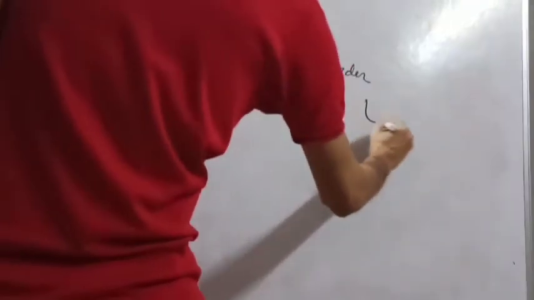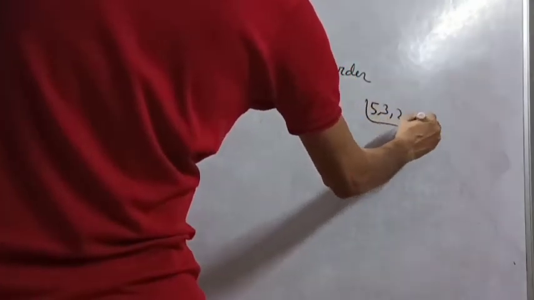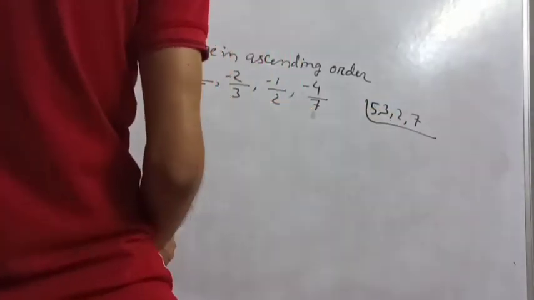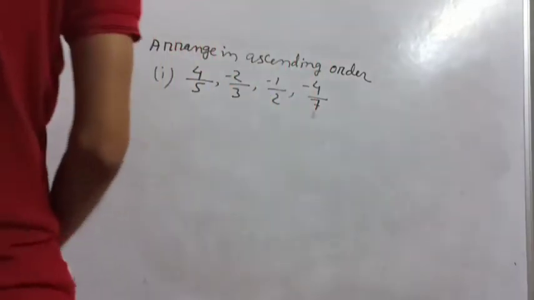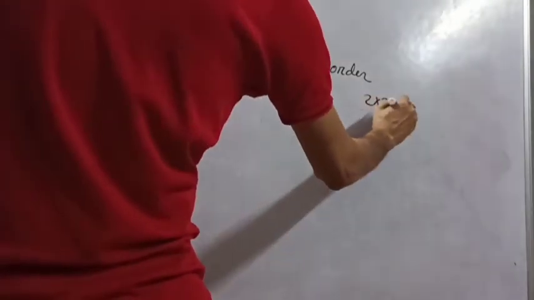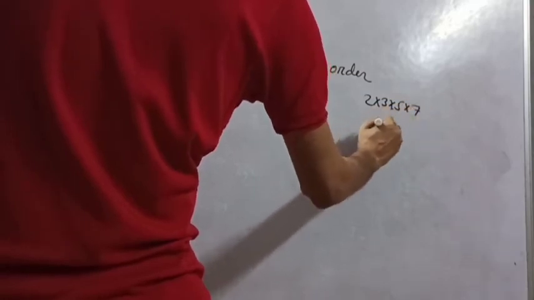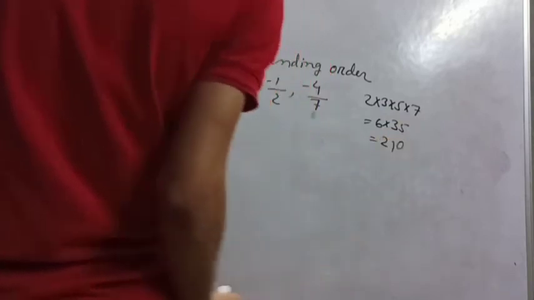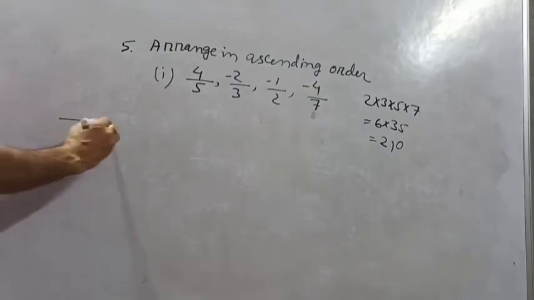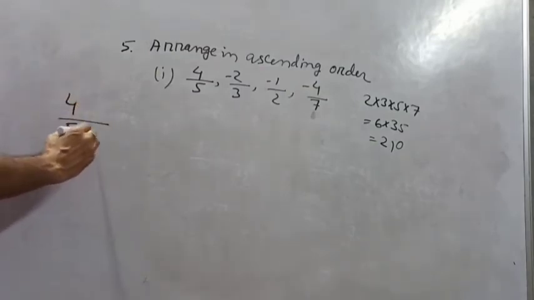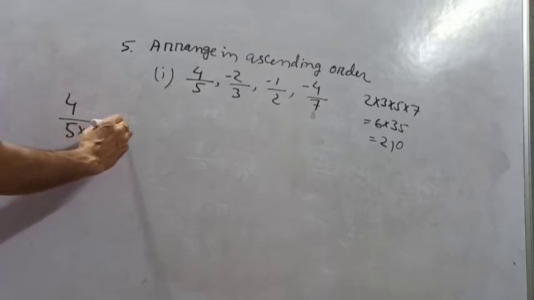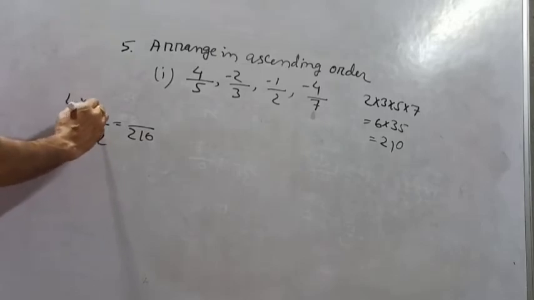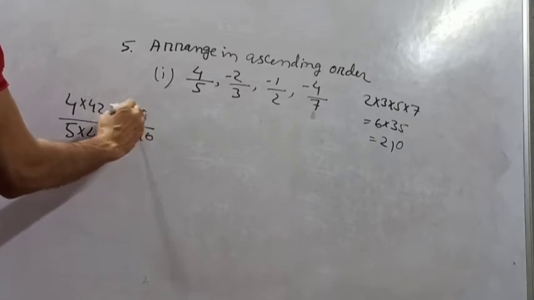The denominators are 5, 3, 2, 7, all prime numbers. Having prime numbers, you just multiply 2, 3, 5, 7. 2 times 3 is 6, 5 times 7 is 35, 6 times 35 is 210. So 210 is the common denominator. I have to make the denominator 210. How do we get 210? 5 times 4 is 20, and so on.